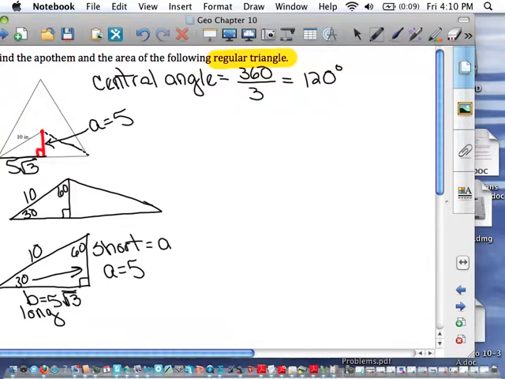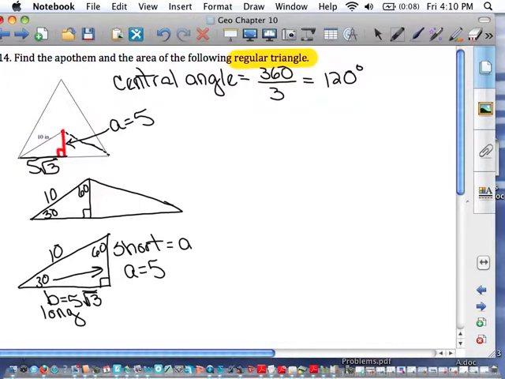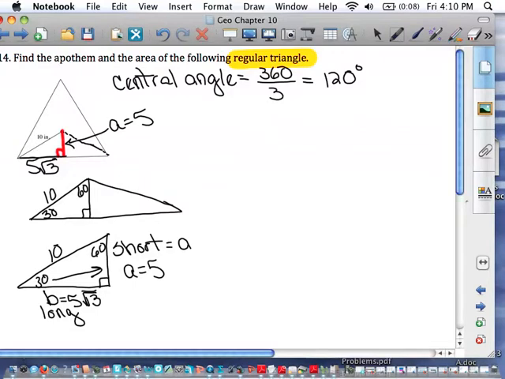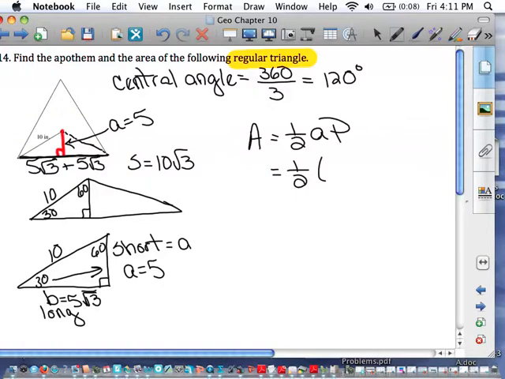Okay, so the apothem is 5. The length of the side is 5 root 3, but that's only half of it. To get the entire side, because this is 5 root 3 as well, that side S is equal to 10 square root of 3. I just add those together. So now I can find the area of this triangle by using the area is equal to 1/2 the apothem times the perimeter.